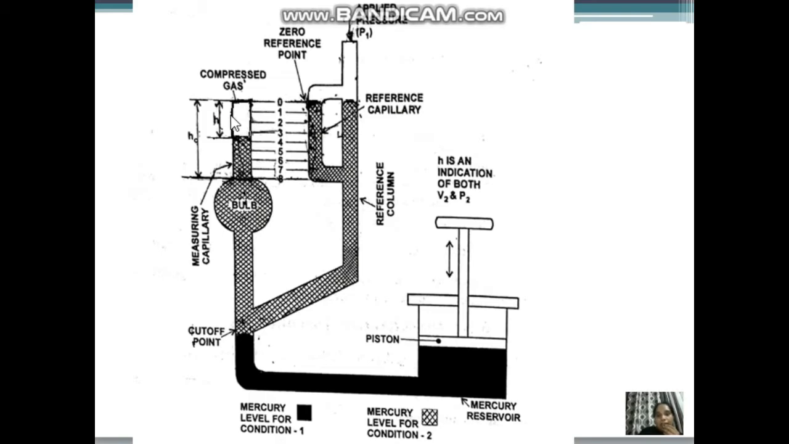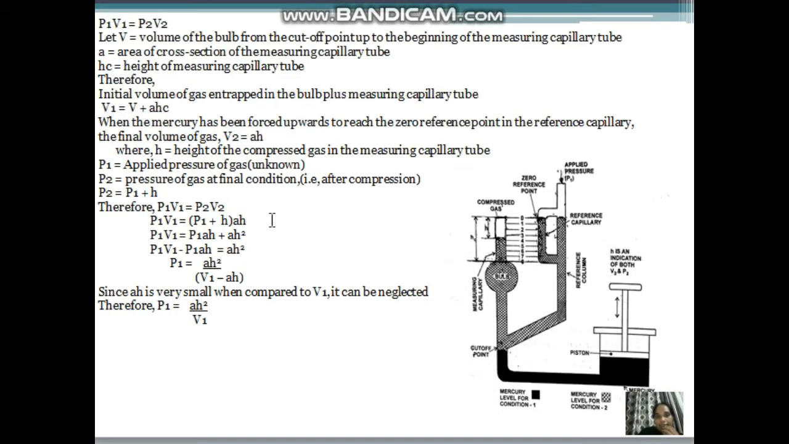So this entrapped pressure, the compressed gas, is P2. Let's see some calculations. Now by Boyle's law, P1 V1 equal to P2 V2. So let's take the volume V equal to the volume of the bulb, from the cutting point to the beginning of the measuring capillary tube.